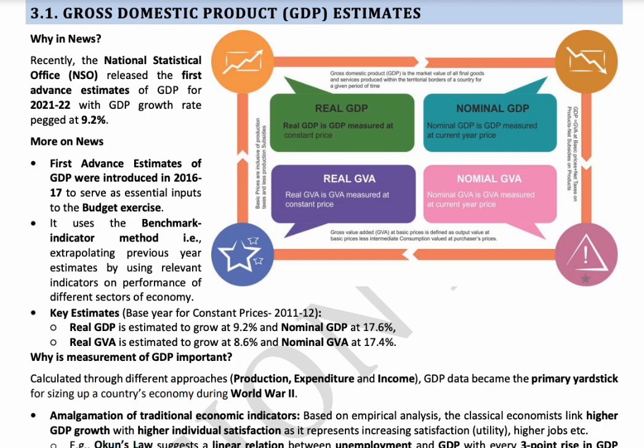Now this topic was in news because the National Statistical Office, which conducts periodic All India economic census, has released the first advanced estimates of GDP for 2021 to 22 with the GDP growth of 9.2%.